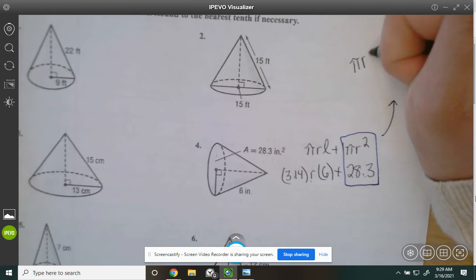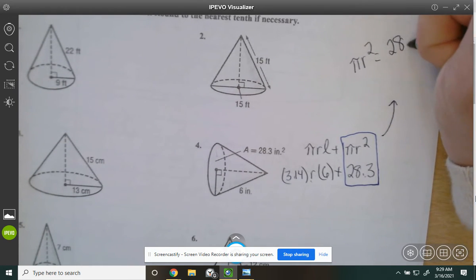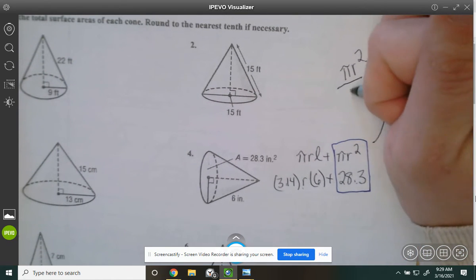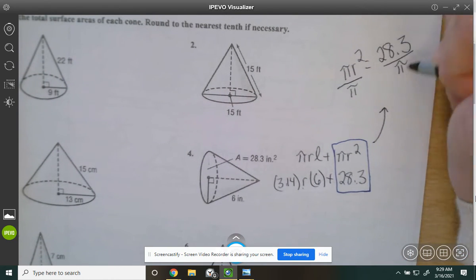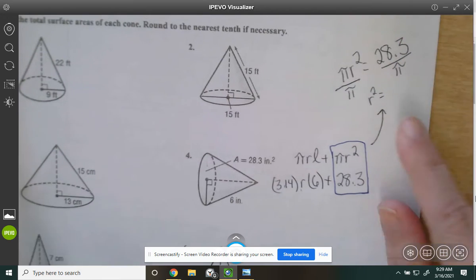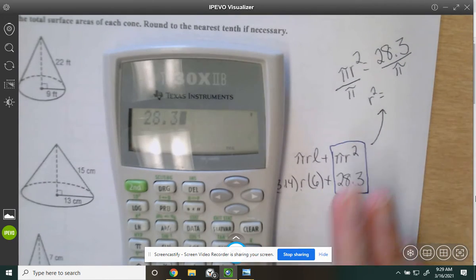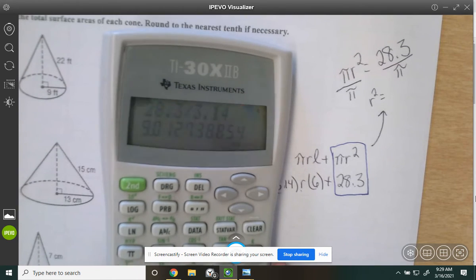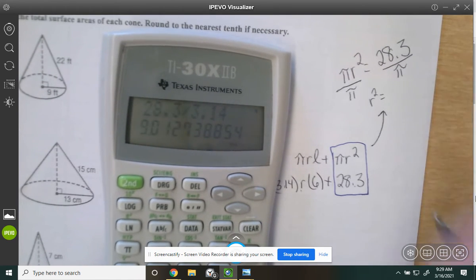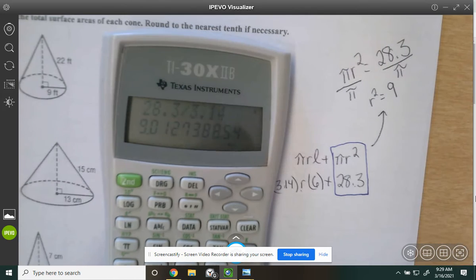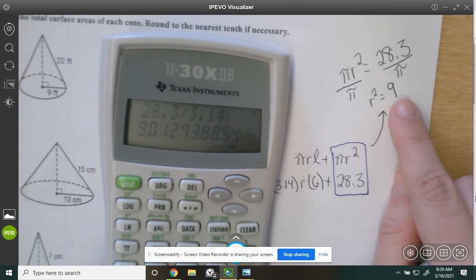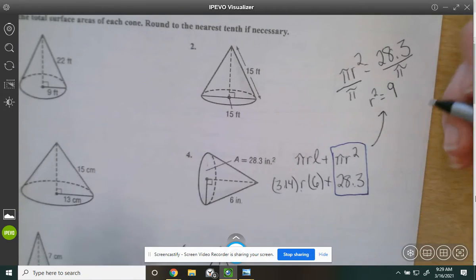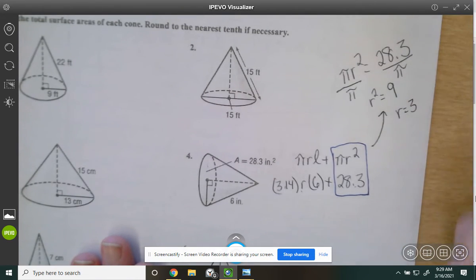So pi r squared equals 28.3. Okay, we got to get r by itself, so we're going to divide by pi. That leaves r squared there. If you take 28.3 divided by 3.14, you get 9.0, blah, blah, blah. So we're just going to round that to be 9. So if I square root 9 now, or what number times itself equals 9, we know my radius is 3.